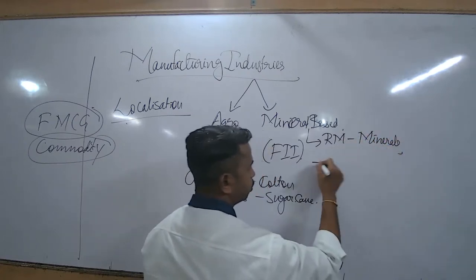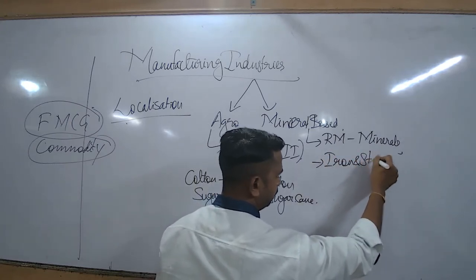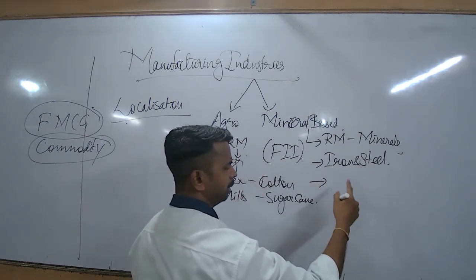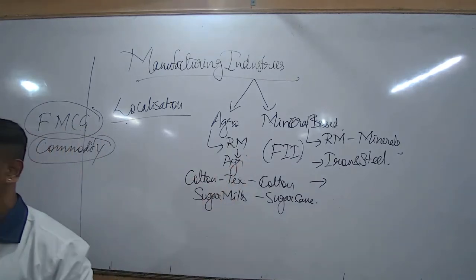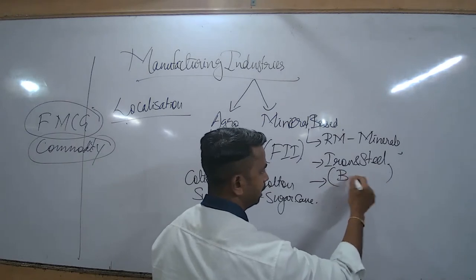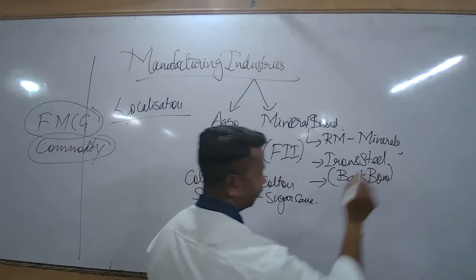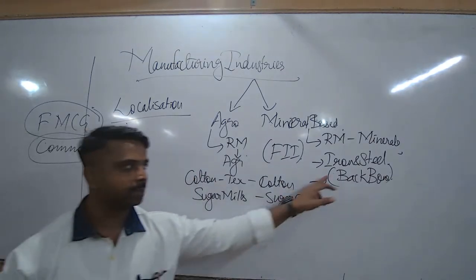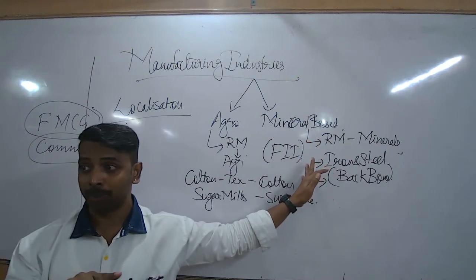I think the first industry listed in your textbook is iron and steel. The second industry, I don't remember, maybe some other, but let me discuss this iron and steel. We call iron and steel the backbone of the Indian economy. Do you accept that it is the backbone? Yes. The question arises, after independence, Tata alone started a big iron and steel plant on his own money. So that was the private sector.